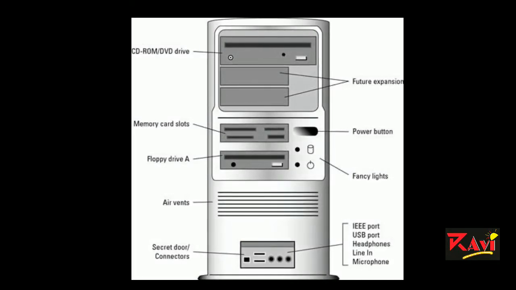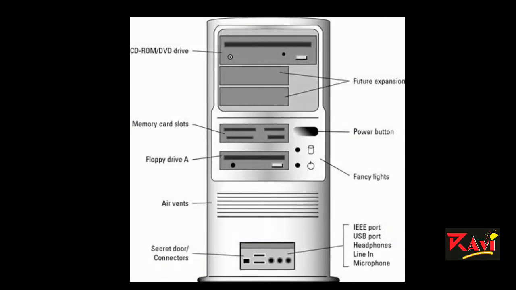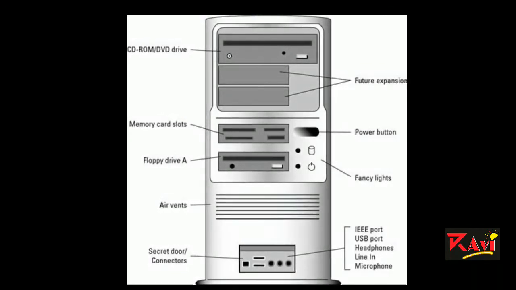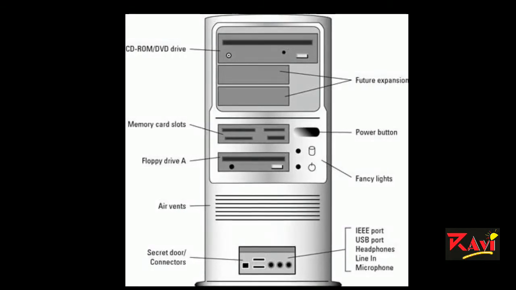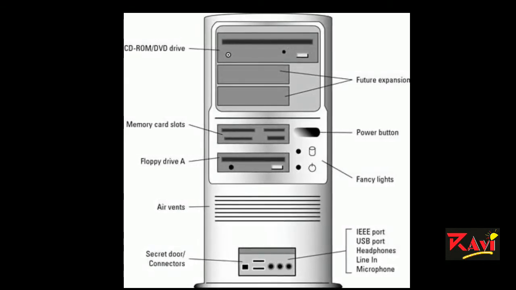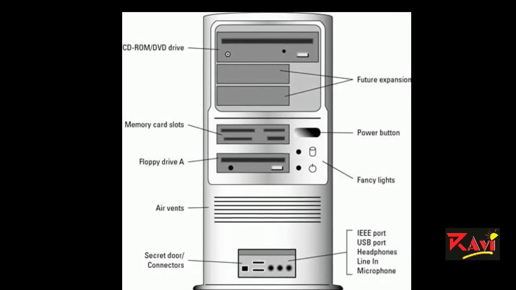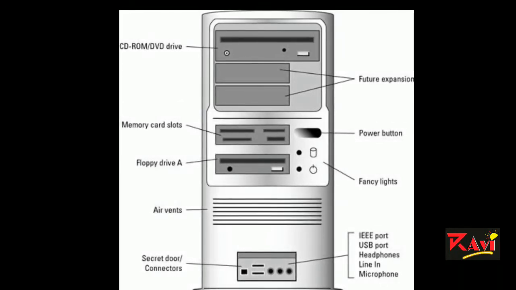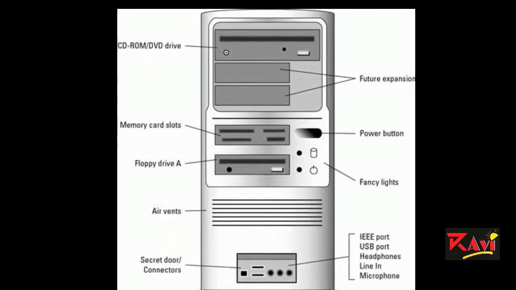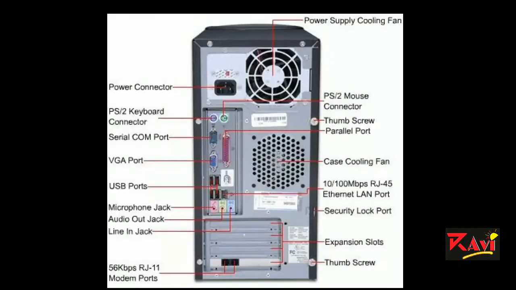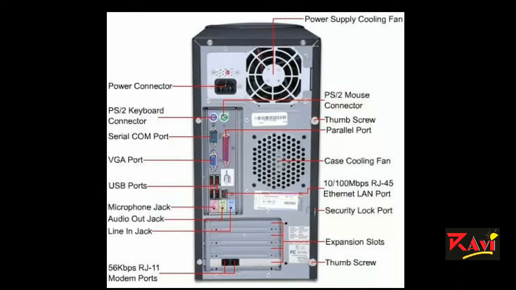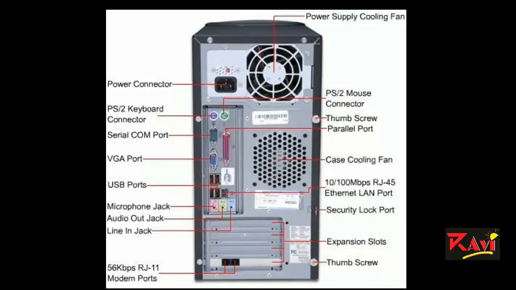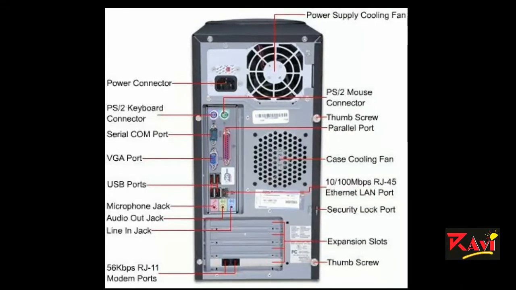The features of system units are: System units protect the internal electronic components from damage. The front of the computer case has an on and off switch, drives, and activity lights. The back of the computer case has parts where you can plug in other computer components like mouse, keyboard, monitor, etc.